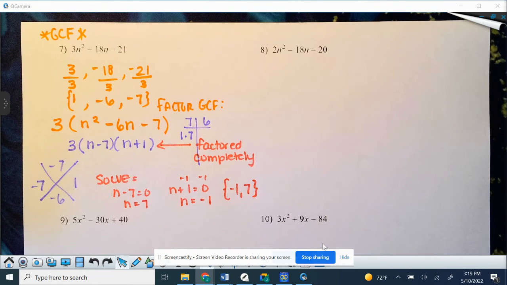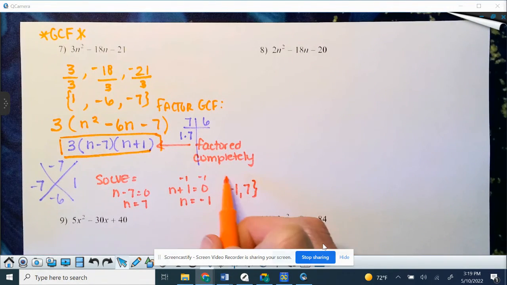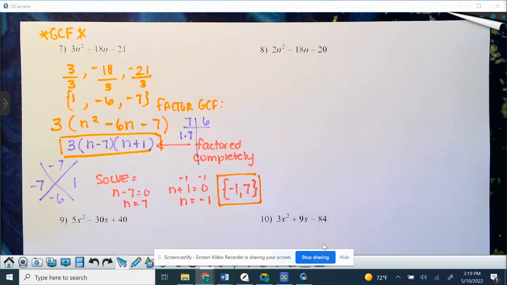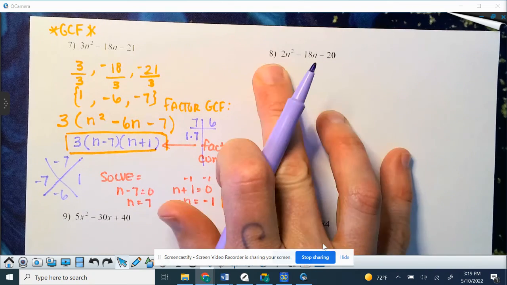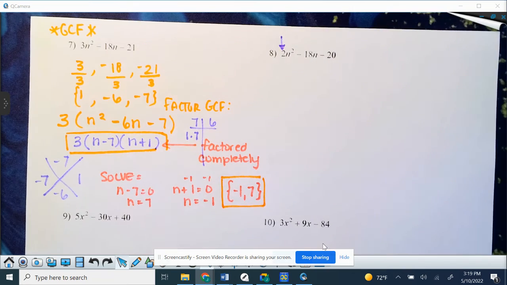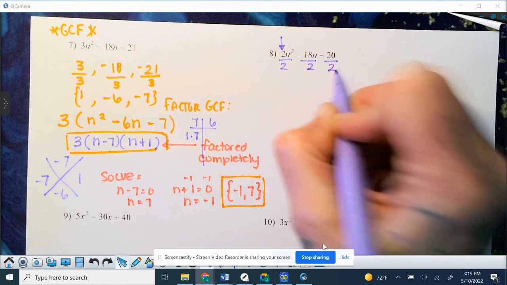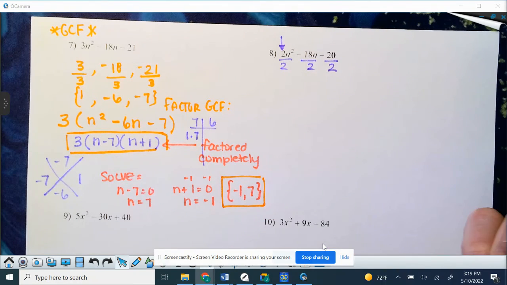So again, that's factored completely is here. Solved is here. So factors are in parentheses. Solved is a list of numbers. This number 8, again, 2, 18, 20. You want to figure out what number, because A is not 1. We're going to try 2 because he's in the front. So divide by 2, divide by 2, divide by 2. If that had happened to be a negative 2, you're going to want to divide by negative 2 because you want the front number to be a positive 1 if you can manipulate it to do so.